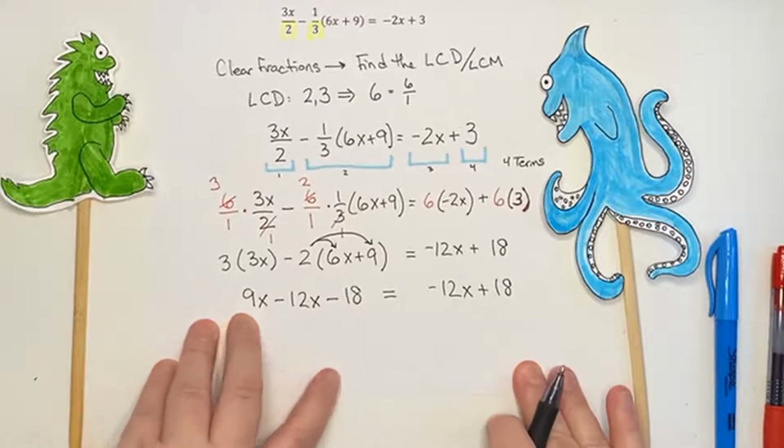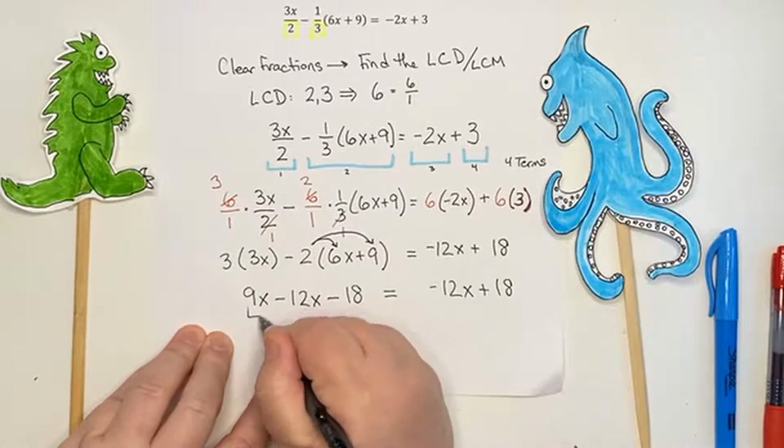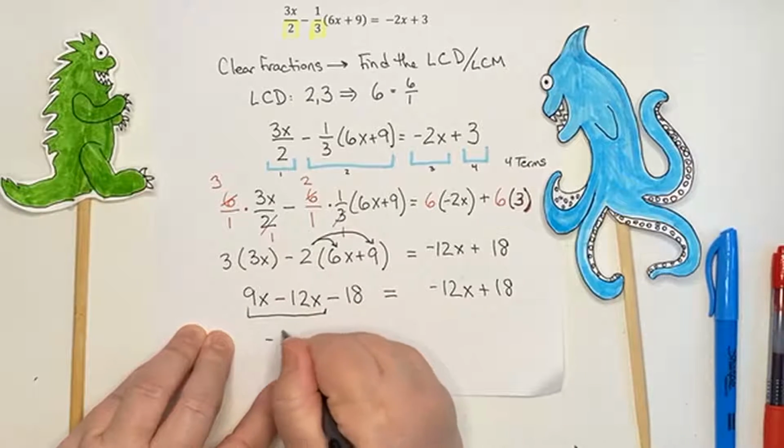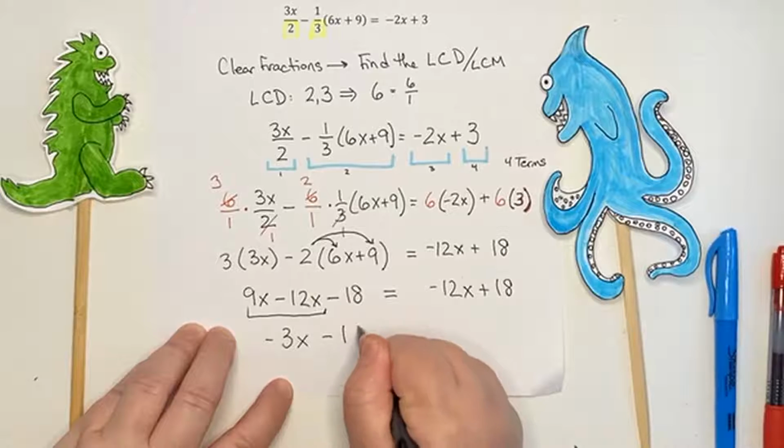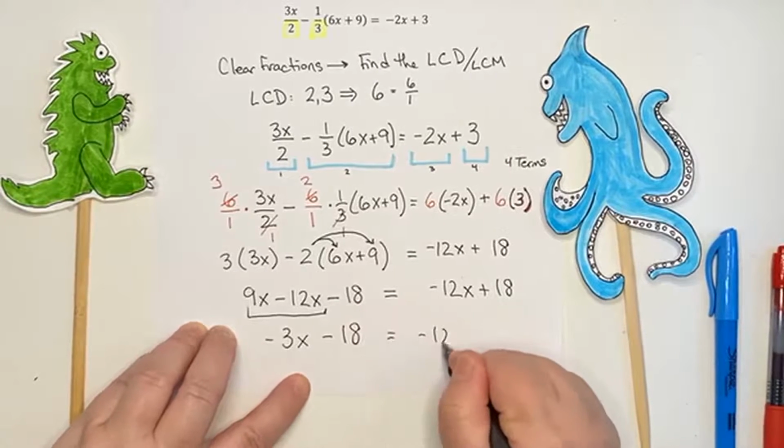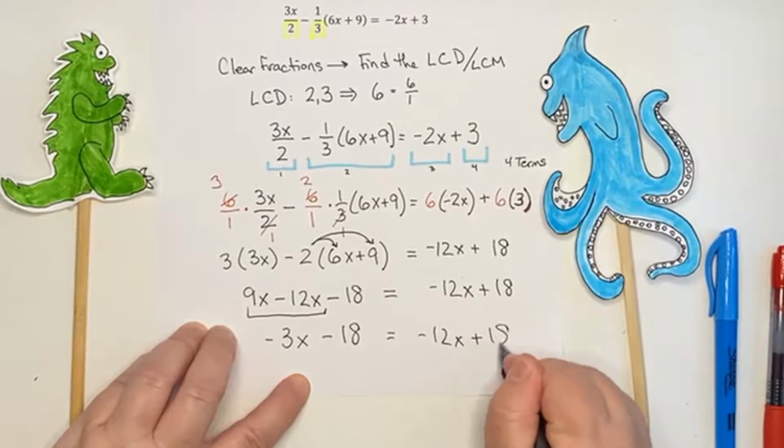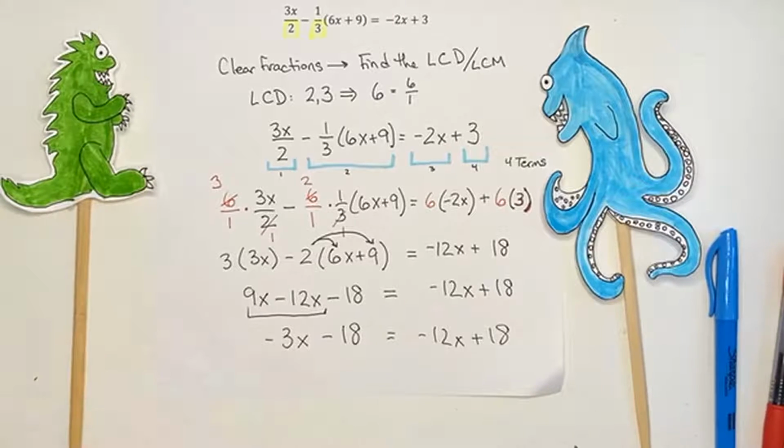Okay, let's combine like terms. Let's see, I got a, this is a mess. I got a negative 3x minus 18 equals negative 12x plus 18. Now here's where you want to be really, really, really careful, while I go get another piece of paper. So why do you need to be really, really careful?